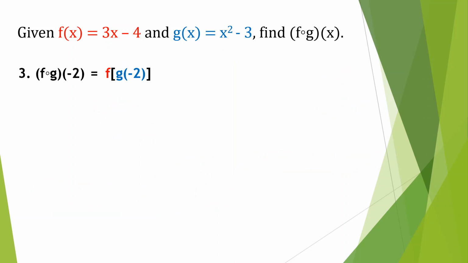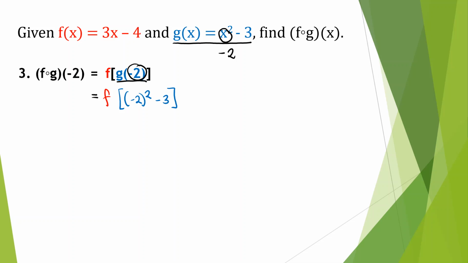Number 3, f circle of g of negative 2 is equal to f of g of negative 2. The first step is to replace g of x with x squared minus 3, where x is equal to negative 2. So this will be equal to f of the quantity negative 2 squared minus 3.